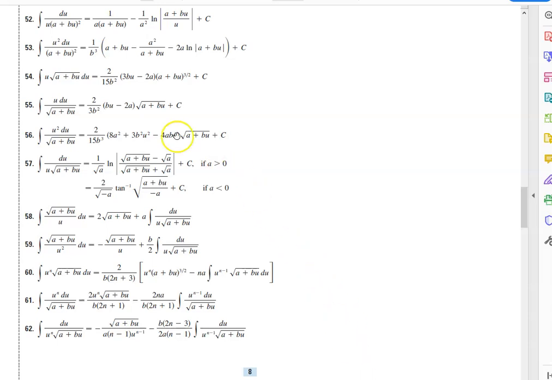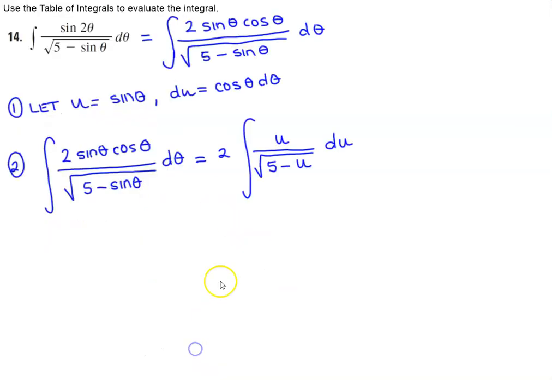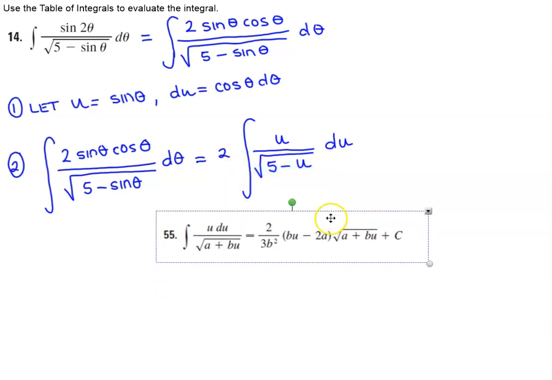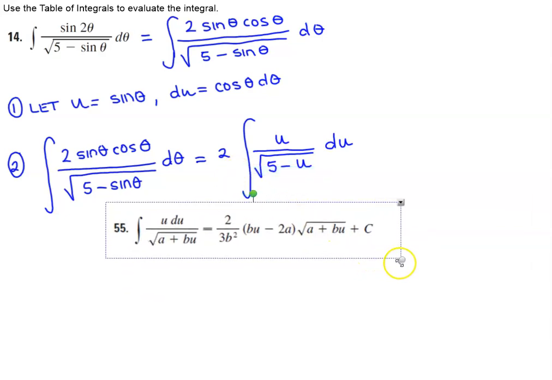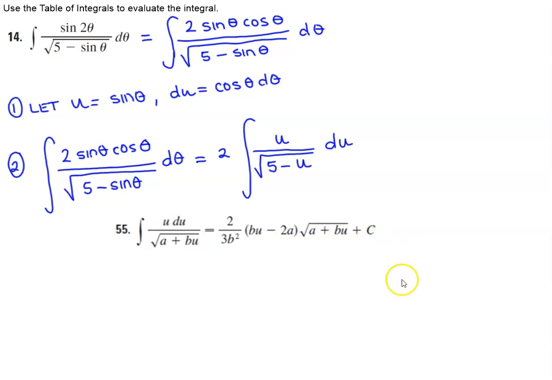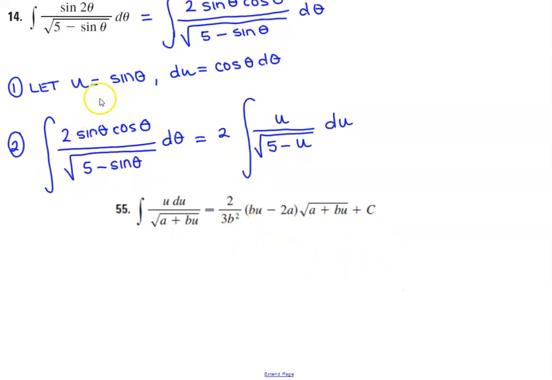So come over here, we can see that 55 represents that integral. So we're going to go ahead and use 55. So there is 55. Okay, and what do we know about u? Well, we know that u is the sine of theta, and then we got to figure out what is a and then what is b. Well, a represents 5, and b is the constant in front of u, which is -1.